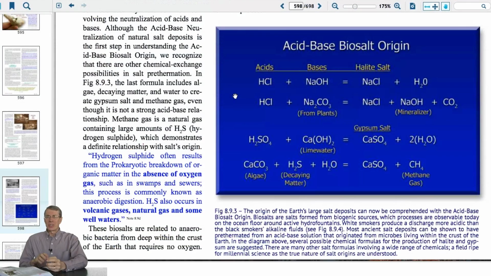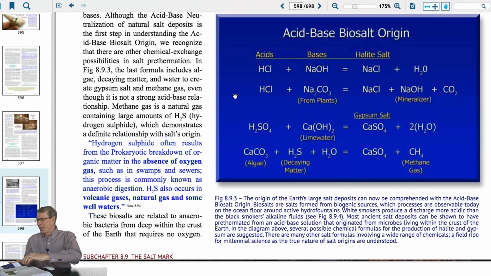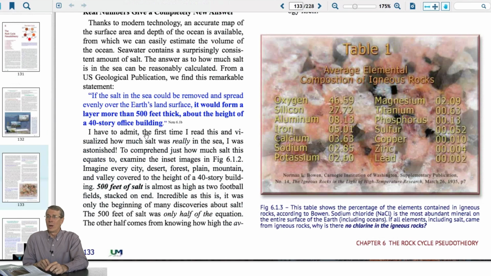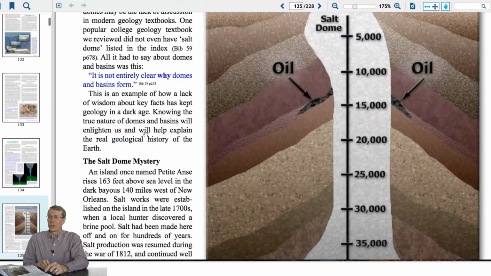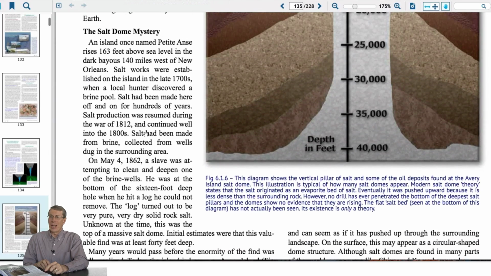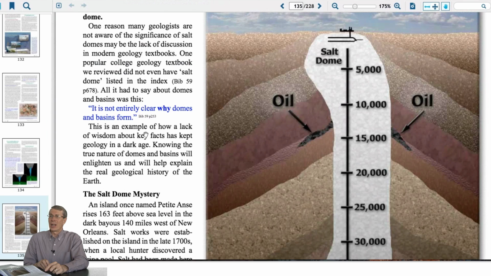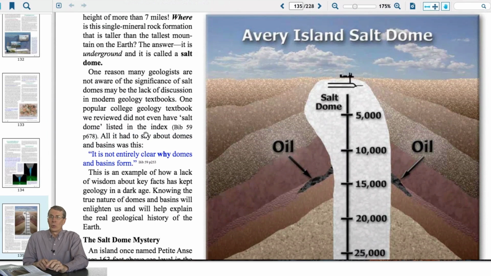And so now, besides asking the question, what is the most abundant mineral on the entire surface of the earth, which is salt, we want to go back and ask another question. This question is going to be really common if we want to talk about what the largest rock in the world is. The largest rock in the world is actually what we see here on the right-hand side. It's called a salt dome, or we'll explain why in a second, actually a salt plug.